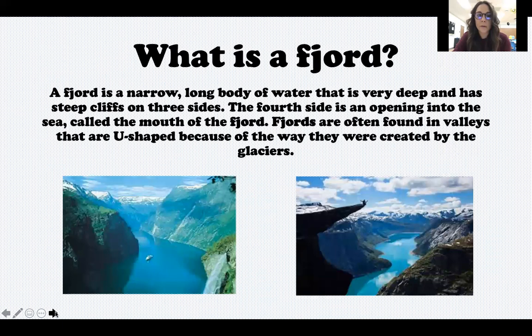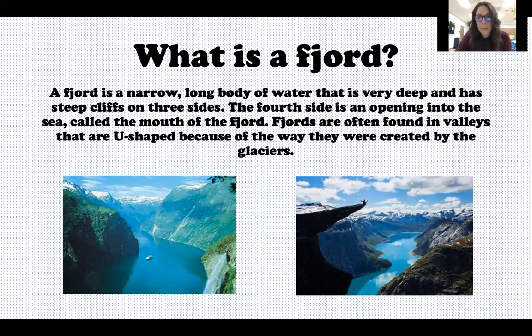A fjord is a narrow, long body of water that is very deep and has steep cliffs on three sides. The fourth side is an opening into the sea called the mouth of the fjord. Fjords are often found in valleys that are U-shaped because of the way they were created by glaciers. So U-shaped valleys and fjords kind of go together.